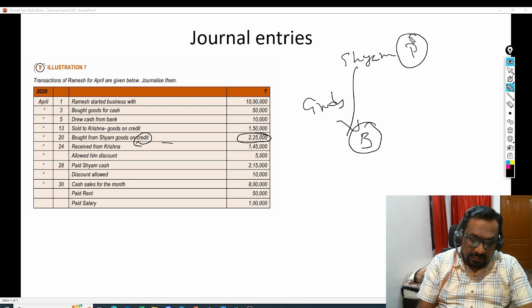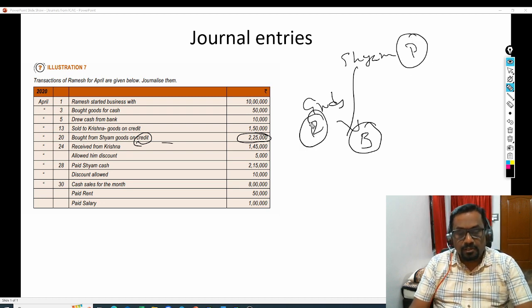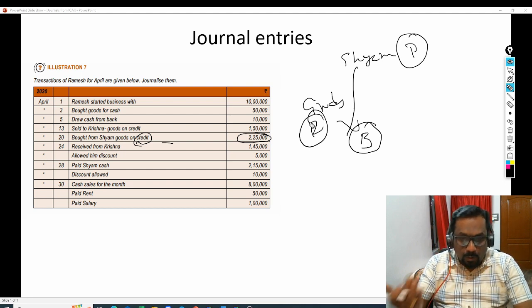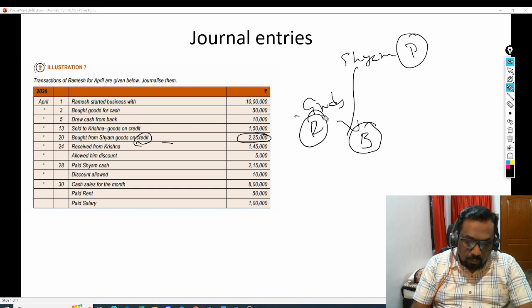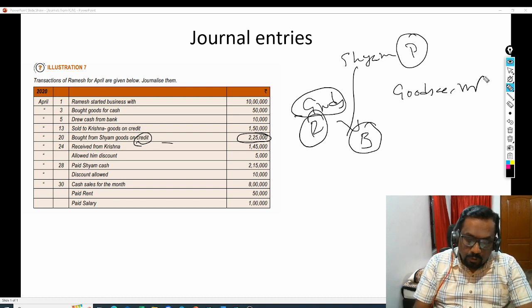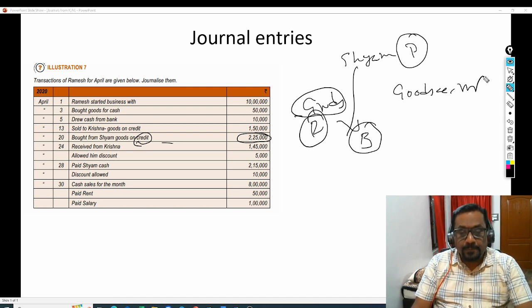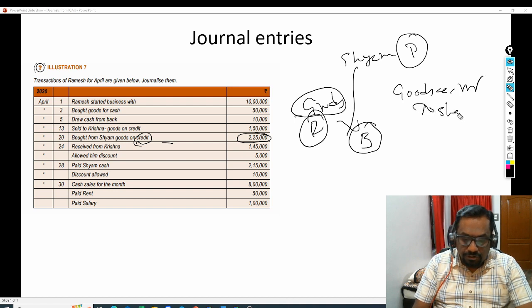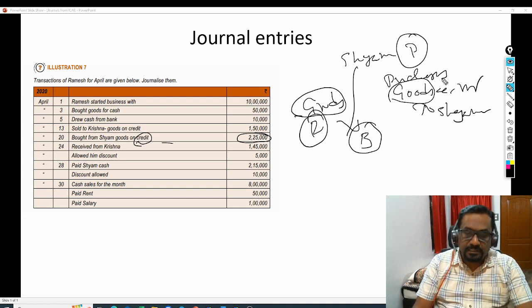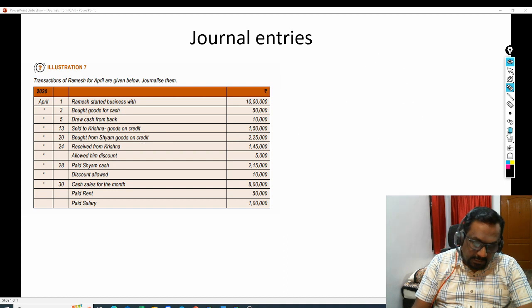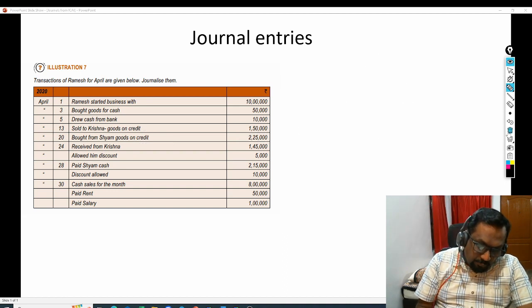Sham comes under personal account. Goods comes under real account. So what is the principle under real account? Debit what comes in, credit what goes out. So goods are coming in, so you need to debit goods account. Who is the giver? Sham. What is the principle under personal account? Debit the receiver, credit the giver. He is giving, so Sham account credit. Instead of goods, what can we do? We can debit purchases. So purchase account debit to Sham account. Clear?